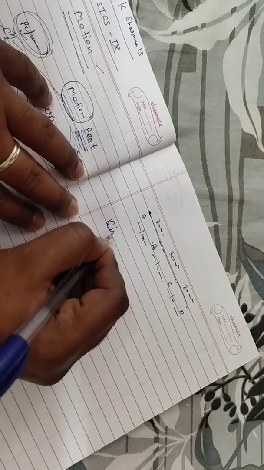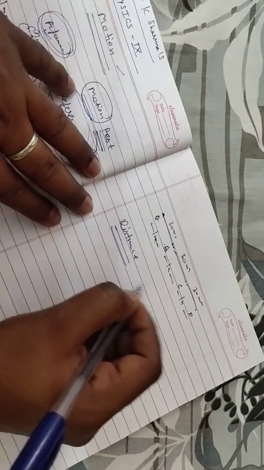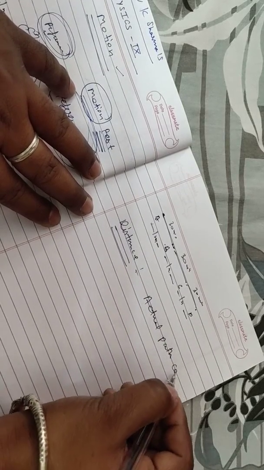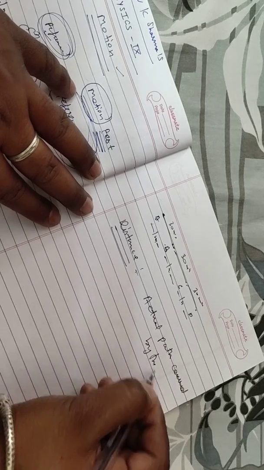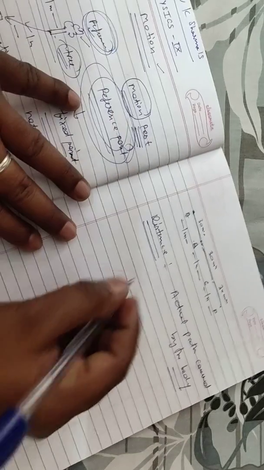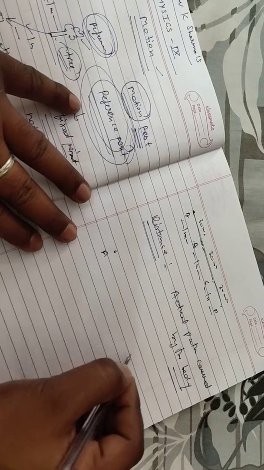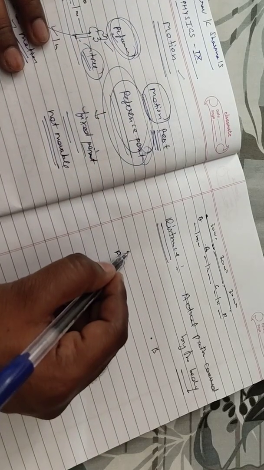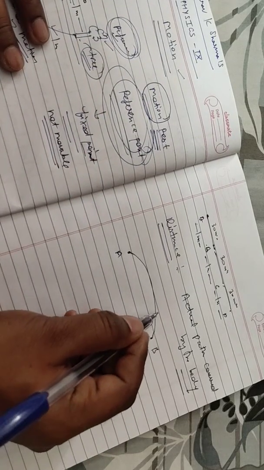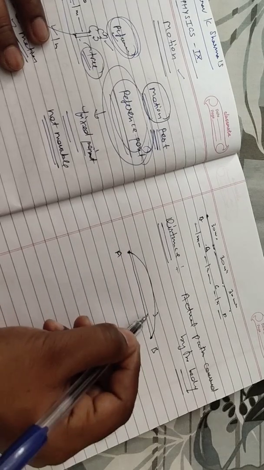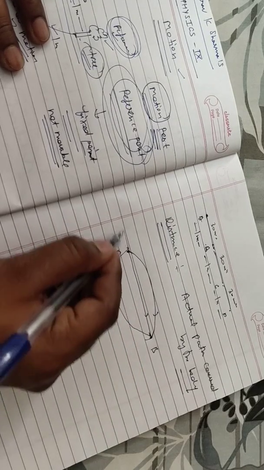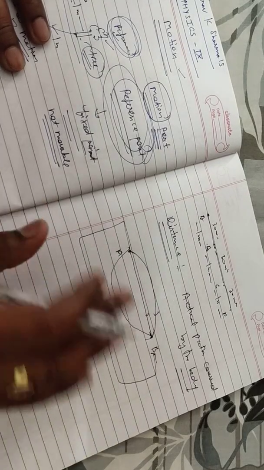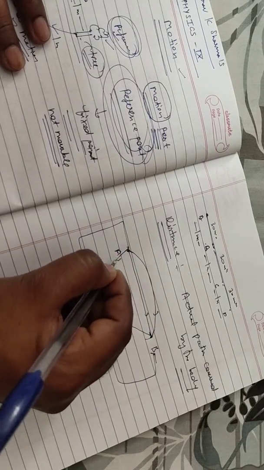Now comes the next topic, distance. Distance is the actual path covered by the body. It is not imaginary. Suppose this is point A and this is point B. There are so many ways to go from A to B. Like this you can go, directly you can go, like this you can go, and like this you can go. There are multiple ways from A to B, in which you are actually traveling.